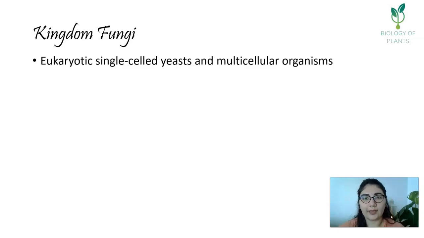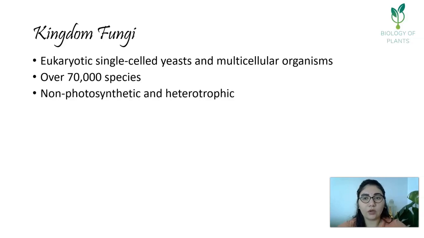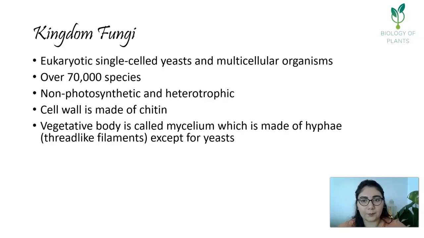Fungi include eukaryotic single-celled yeasts and multicellular organisms. This kingdom includes about 70,000 species and all of them exhibit heterotrophic mode of nutrition. Fungi are non-photosynthetic. They depend on other organisms for their food either as saprophytes or as parasites. The cell wall of fungi is made up of chitin. This is a very important distinction that differentiates fungi from all the other kingdoms.